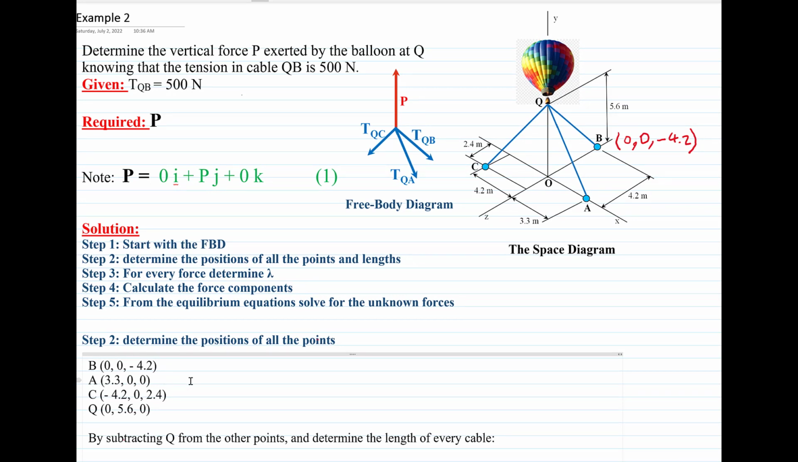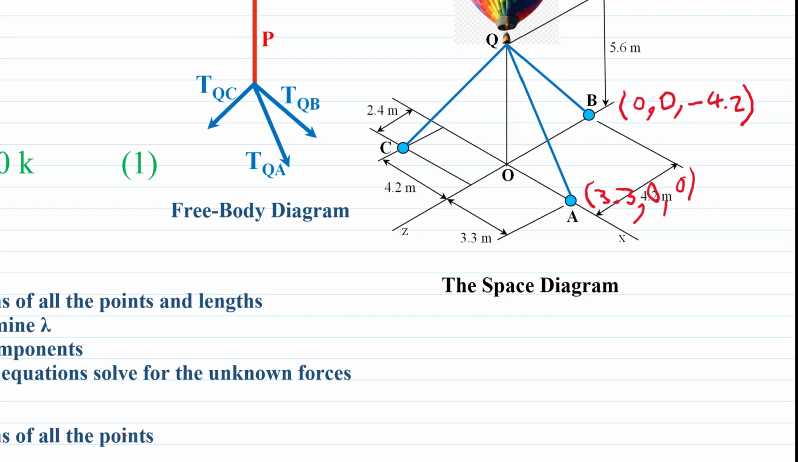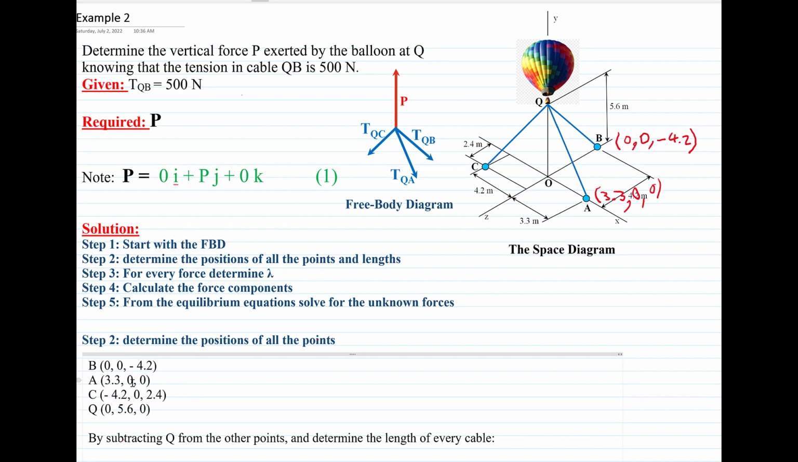Now let's get the point A. Point A is located on the x-axis, which means the x value is 3.3. I have 3.3 here. Then the y coordinate is 0, and the z value is also 0. And this is the point A. I listed it here under the position of all the points.